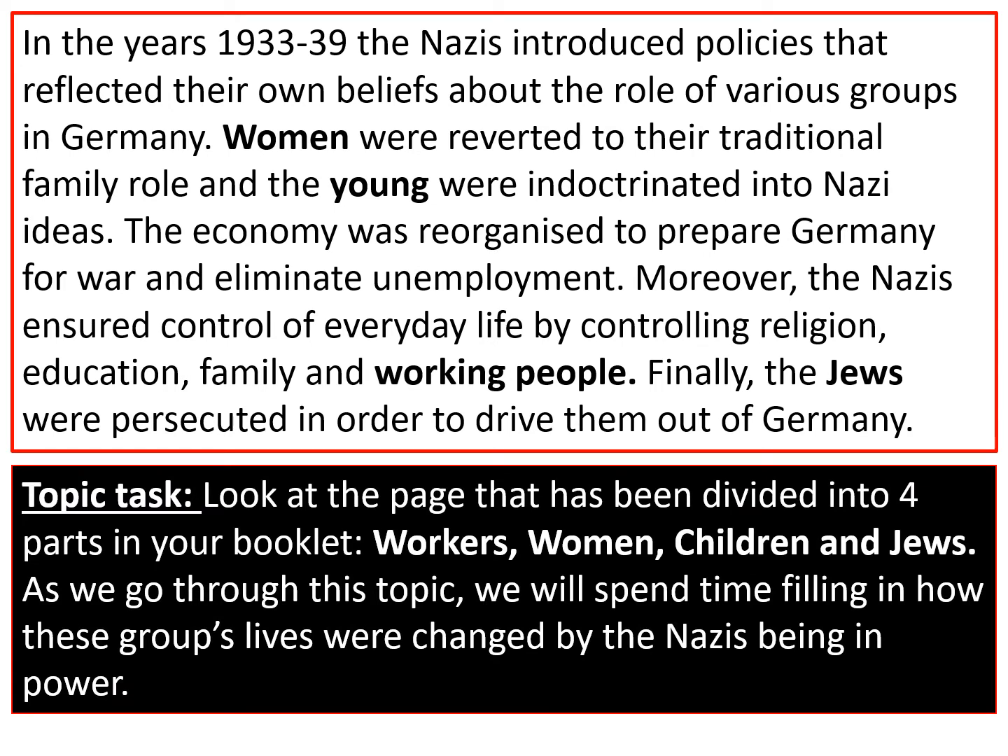So you can see I've done a double page spread in your booklets where I've split it into workers, women, children and Jews. What we're going to do at the end of every lesson, we're going to go back. So this lesson is going to be on workers. We're going to go back and fill in the workers section of that. Okay, so we'll be coming back to that double page spread at the end of every lesson. So you can go over that for now, because obviously we're not going to come back to that until the end of this clip.